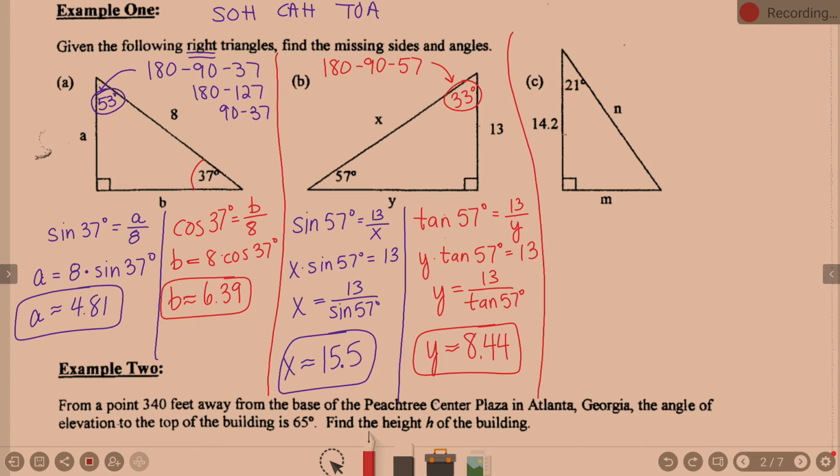Where do you want to start? Missing degree. He wants the easy one. Why not? What is that missing degree? 180 minus 90 minus 21 is how many degrees? 69 degrees.